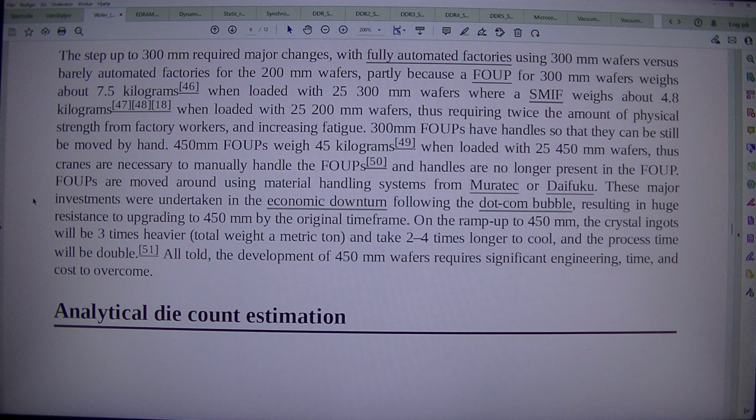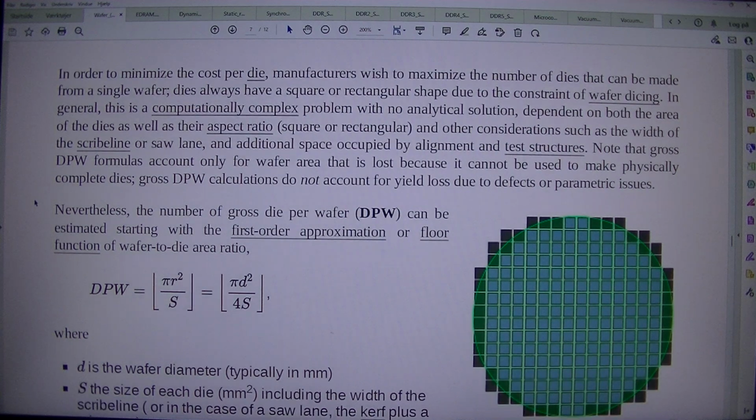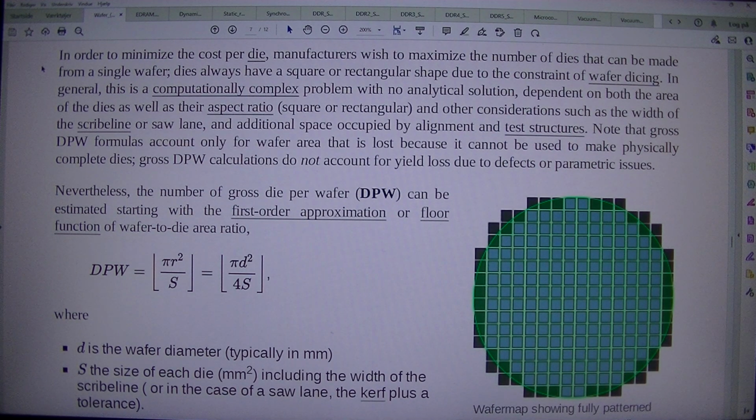Analytical die count estimation. In order to minimize the cost per die, manufacturers wish to maximize the number of dies that can be made from a single wafer. Dies always have a square or rectangular shape due to the constraint of wafer dicing. In general, this is a computationally complex problem with no analytical solution, dependent on both the area of the dies as well as their aspect ratio, square or rectangular, and other considerations such as the width of scribe line or saw lane, and additional space occupied by alignment and test structures.